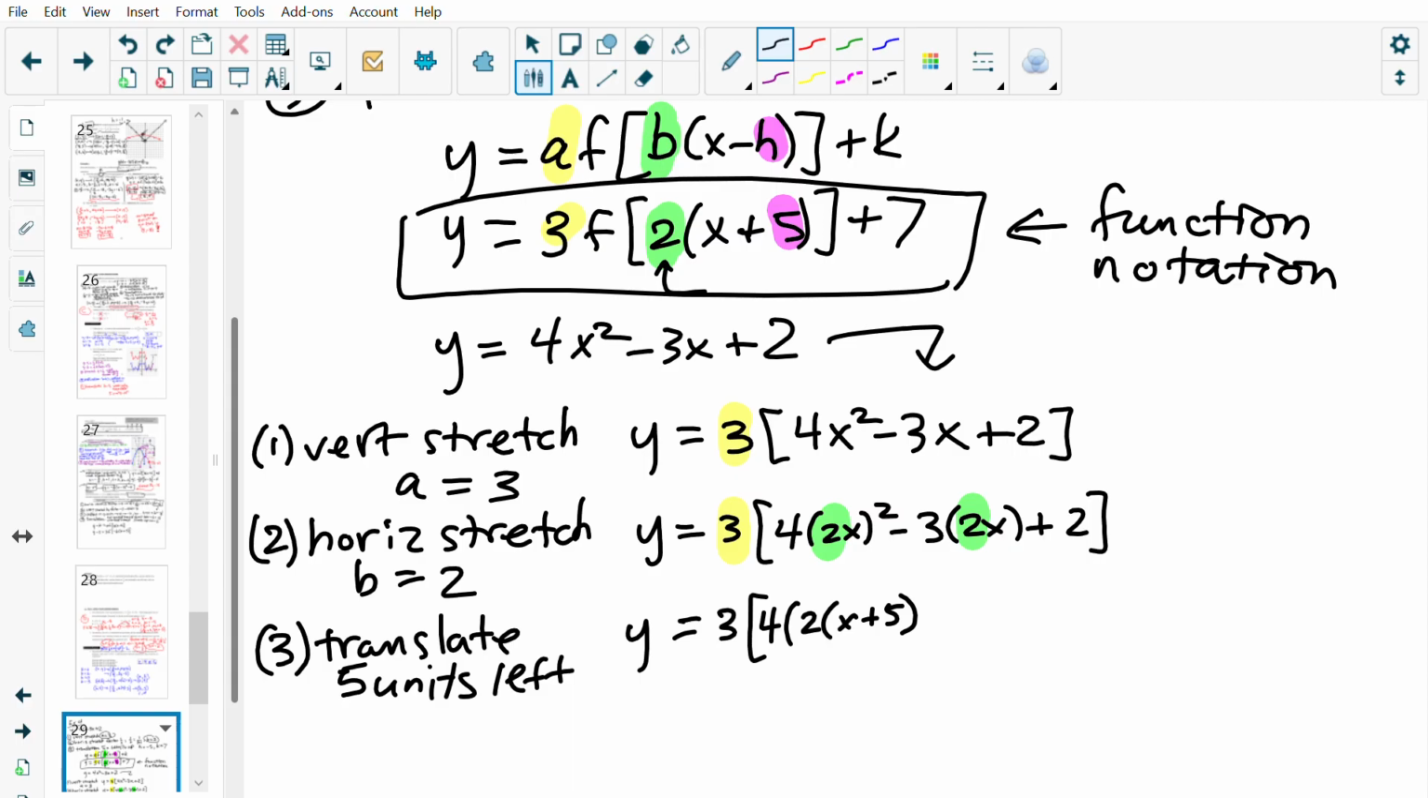Okay, so this is where it gets a little bulky here. So 3 times, in square brackets, 4 times 2 times x plus 5, and then remember that entire thing gets squared. I need to put another set of round brackets. Okay, minus 3 times, same thing, 2 times x plus 5. Okay, another horizontal translation, and then plus 2.